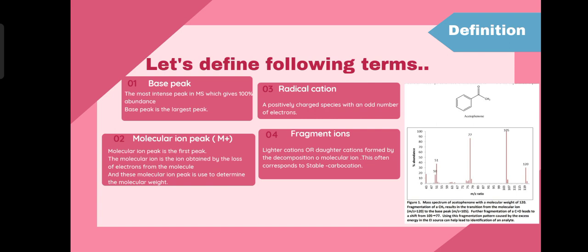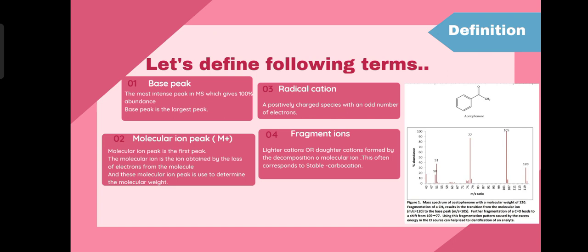And how is this molecular peak obtained? When the vaporized form of the acetophenone is subjected to the electron beam source, the electron beam source is going to bombard the electrons onto this acetophenone compound, which replaces one of the electrons from the acetophenone, and results in the formation of a molecular ion, which is nothing but the radical cation. Radical cation, how can we define radical cation?